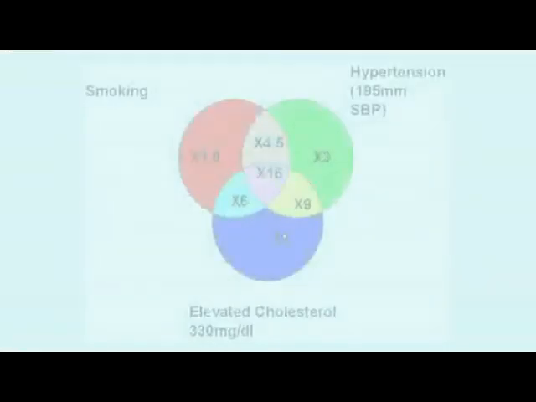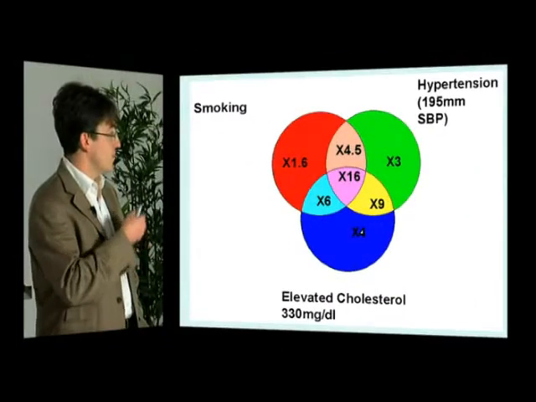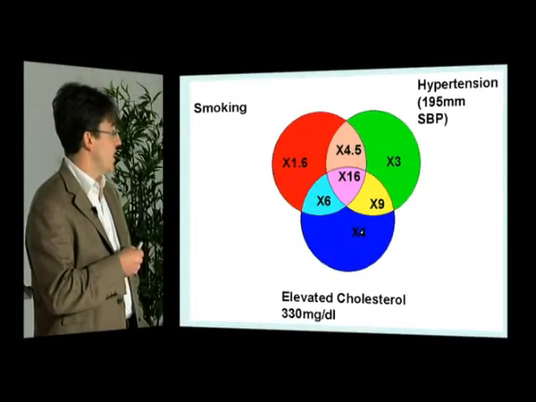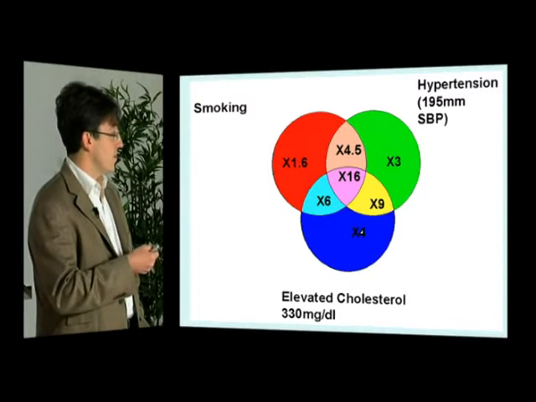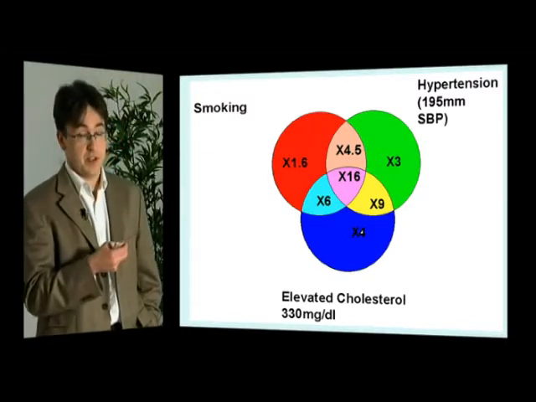Now, we've spoken about these all in isolation, but almost certainly from a population level, from your patient's level, what's more important is how these all add up together to predispose to the development of disease. And here you can see in this Venn diagram, we have smoking giving a 1.6 increased chance of developing disease, elevated cholesterol a 4 times increased chance, and having blood pressure of more than 195, a 3 times increase.